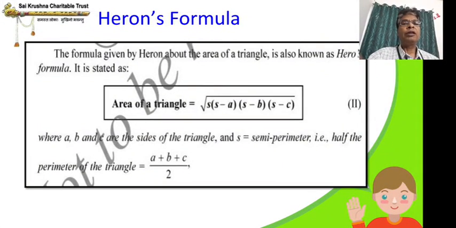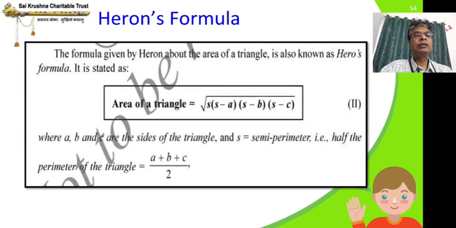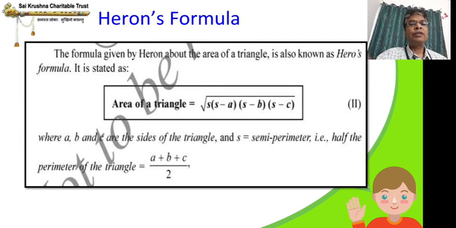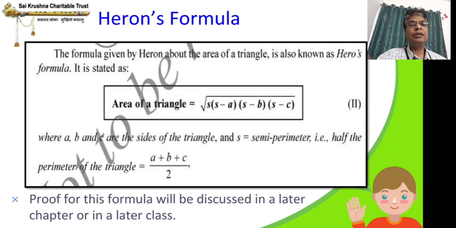The formula given by Heron about the area of a triangle is also known as Hero's formula. Area of a triangle is square root of s into s minus a into s minus b into s minus c, where s is the semi-perimeter and a, b, c are sides of the triangle. When we see practical examples, you will understand better, but for the time being, you can note down this word by word, so that you will be repeatedly using this everywhere.